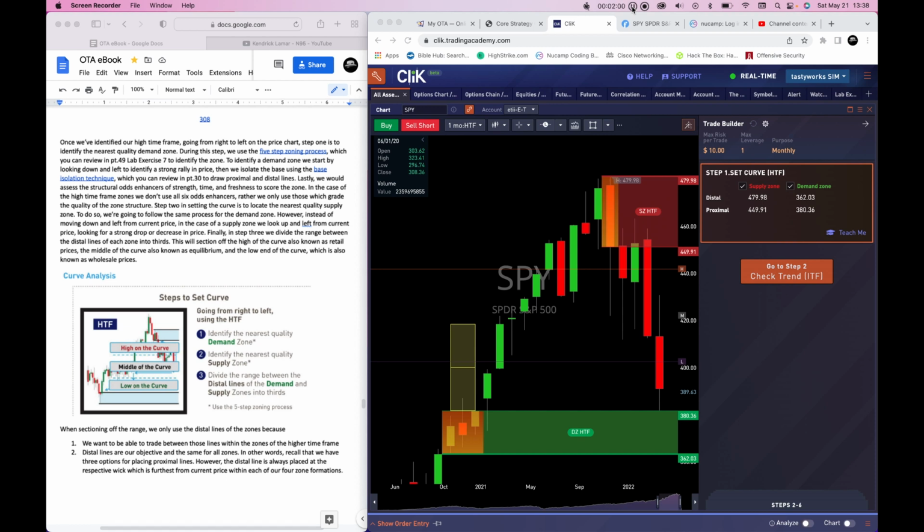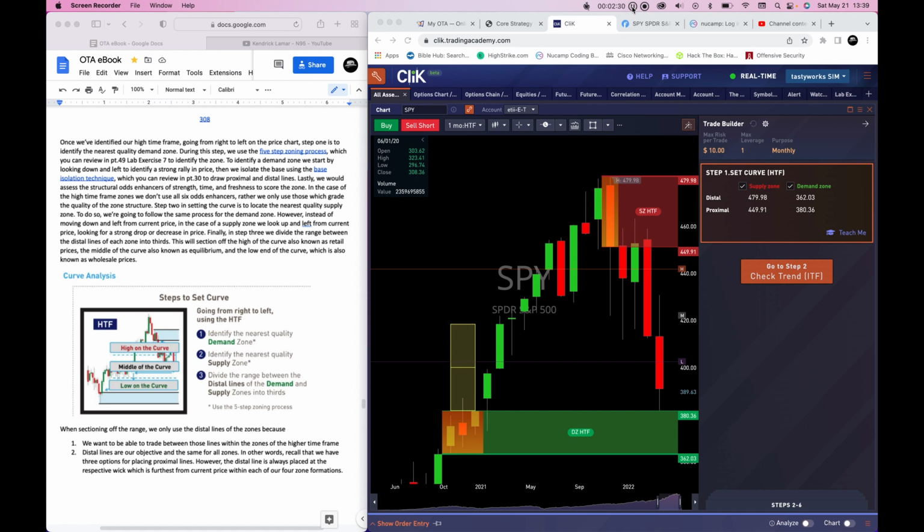identify the zone. To identify a demand zone, we start by looking down and left to identify a strong rally in price. Then we isolate the base using the base isolation technique, which you can review in Part 30, to draw proximal and distal lines. Lastly, we would assess the structural odds enhancers of strength, time, and freshness to score the zone.